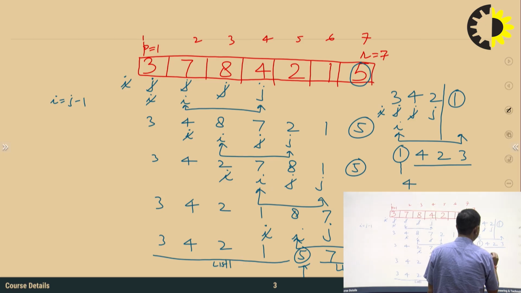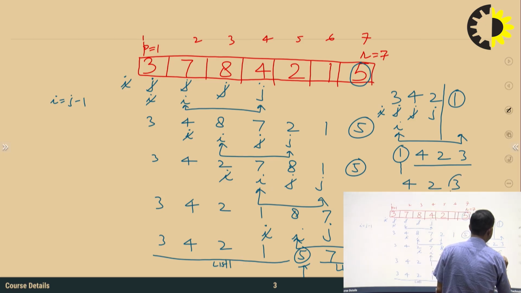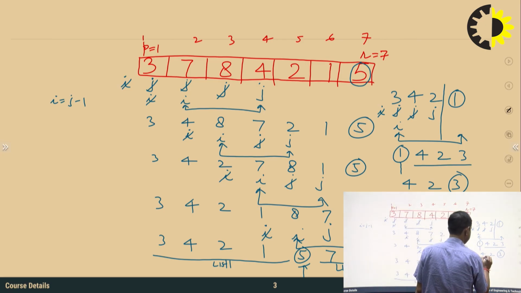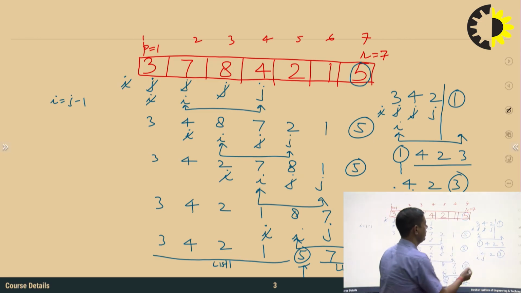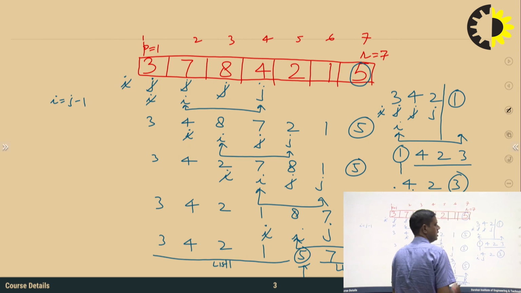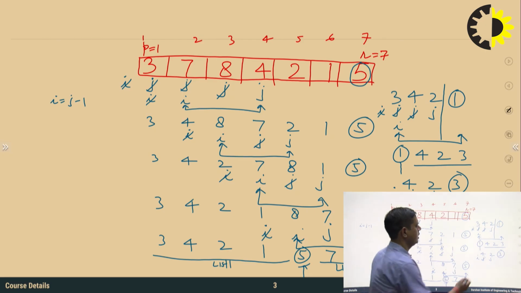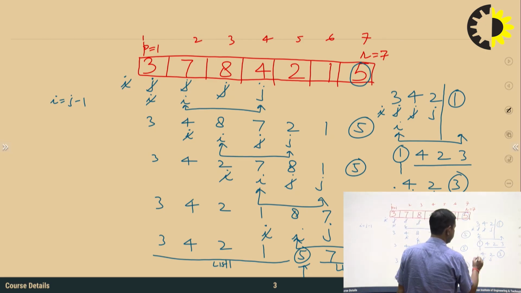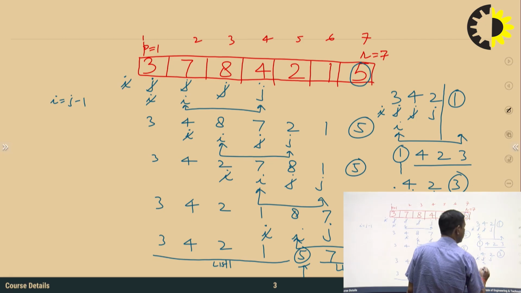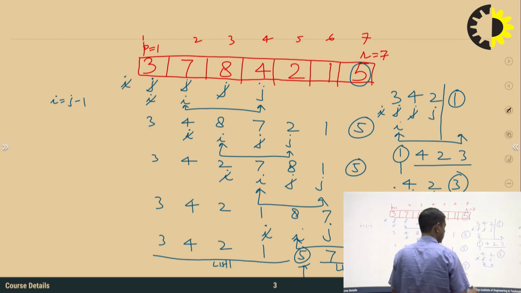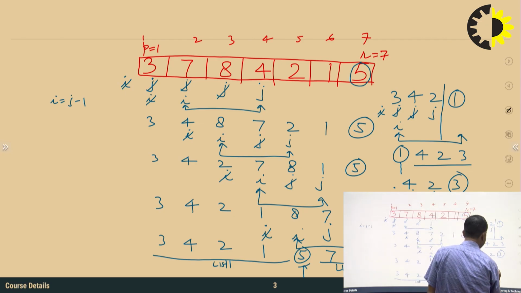Now we have 4, 2 and 3. We have taken the last element as a pivot element and this is our jth element, with i just one position before. Again we are comparing 4 with 3. 4 is greater than 3, then simply j equal to j plus 1. Now in this case 2 is less than 3, so we have to increase i and exchange the values of i and j. That is 2, 4 and 3.